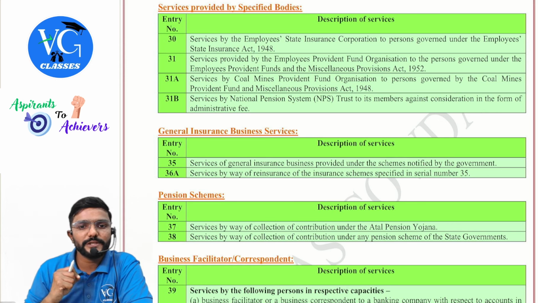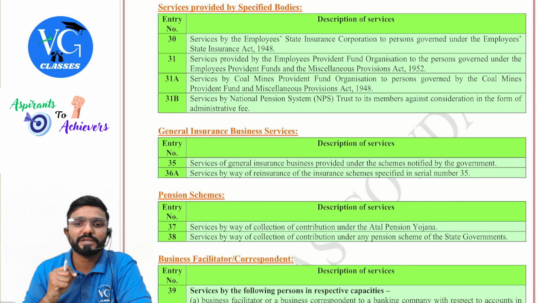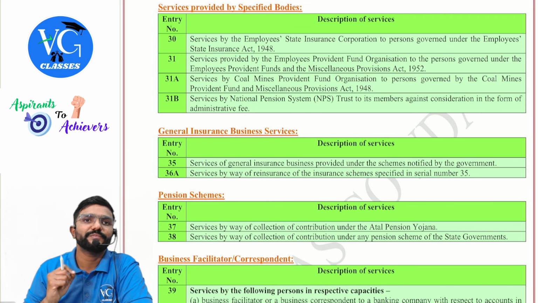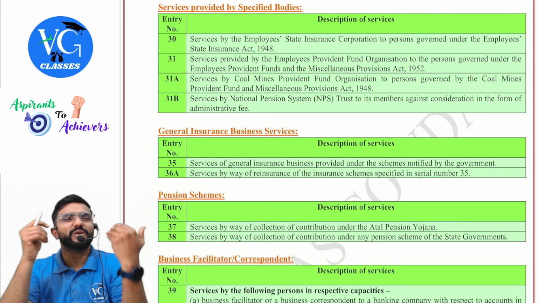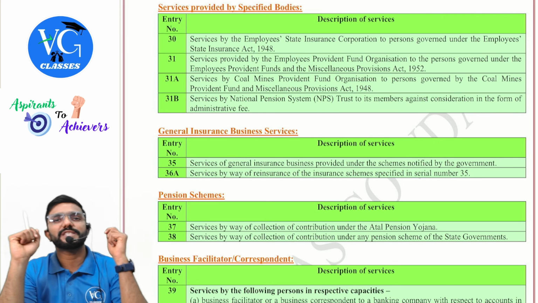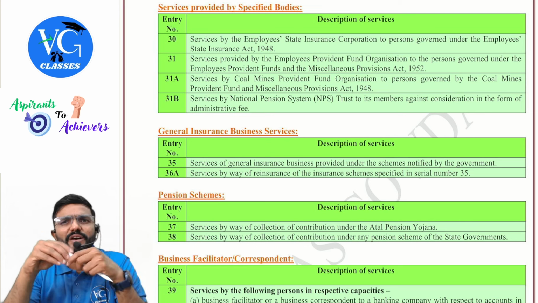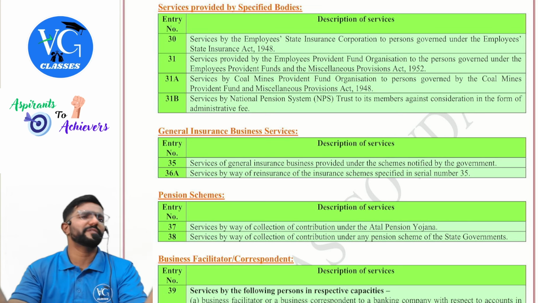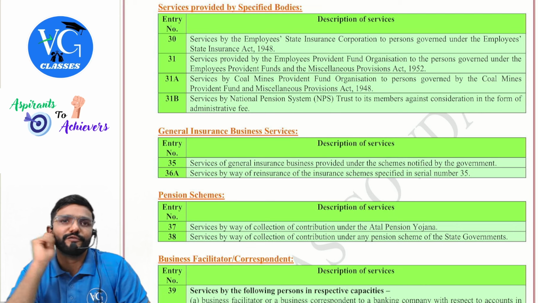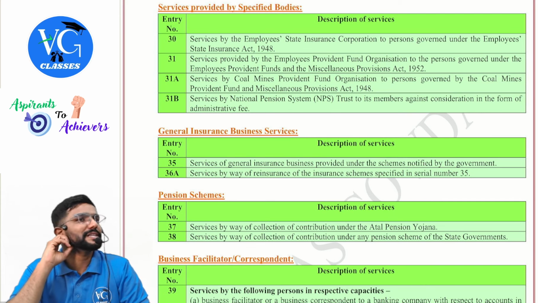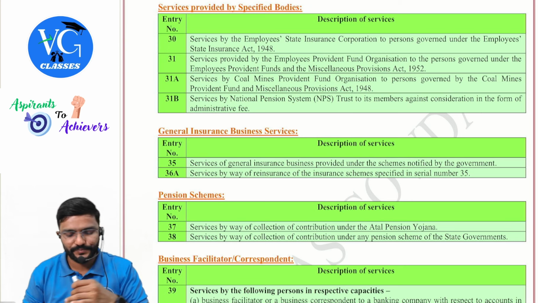Last one. Services by National Pension System Trust to its members against consideration in the form of administrative fee. Guys, see, to open any of this account, ESIC, PF or even NPS and all, sir, I might be paying some minimum fee, account opening fee, or even for administration renewal or withdrawal, I would be paying some amount for this respective authorities. Is it liable for GST? No, it is completely exempt, guys.